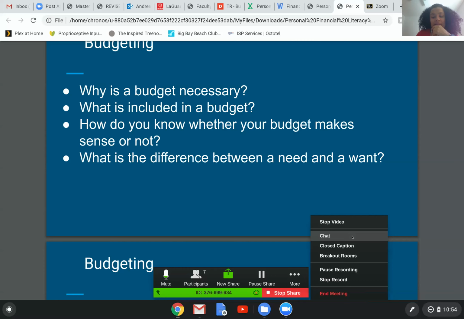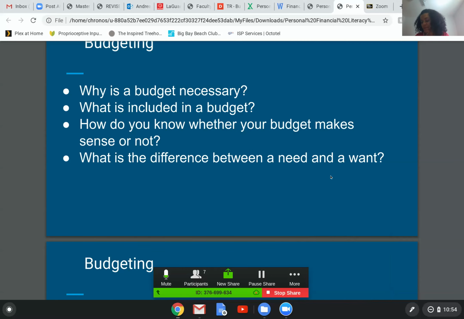Why is a budget necessary? Maybe the bigger question is, do you think people need a budget? Yes or no? Yes. Yes. Okay. So at least we have some agreement on that. And maybe you guys have had some time to think about why it may be that people need that.